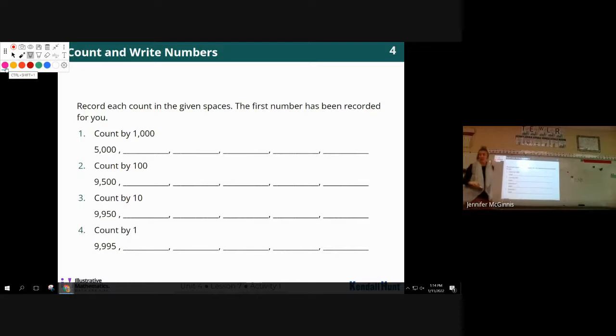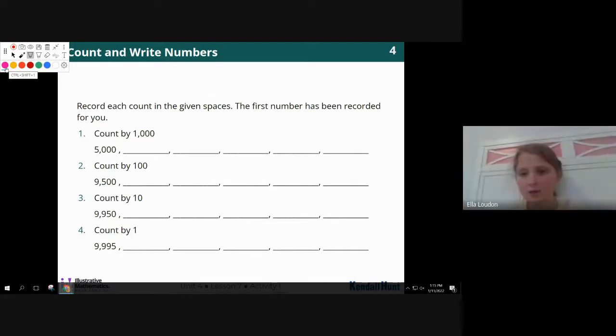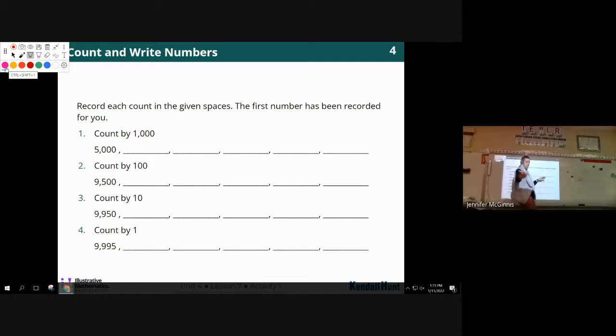Okay. Raise your hand if you and your teammate came to an agreement about what goes on these lines. Excellent. So we're just going to say these out loud, just for the sake of time, because I want to make sure that I get to all the parts of the lesson today because it's really good. Okay, let's count together by thousands, starting with 5,000. Here we go. Are you ready? 5,000. 6,000, 7,000, 9,000, 10,000. I'm just kidding.